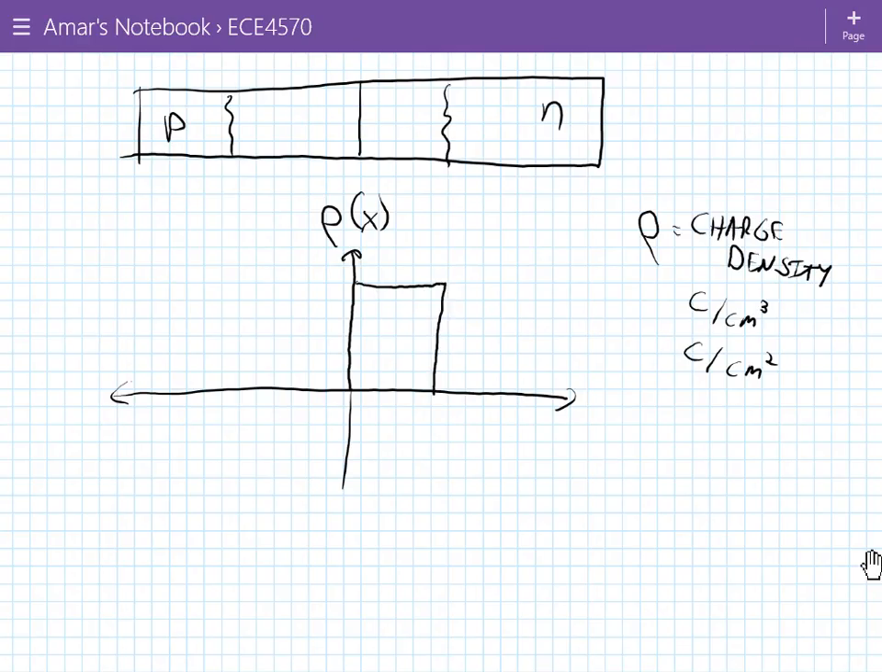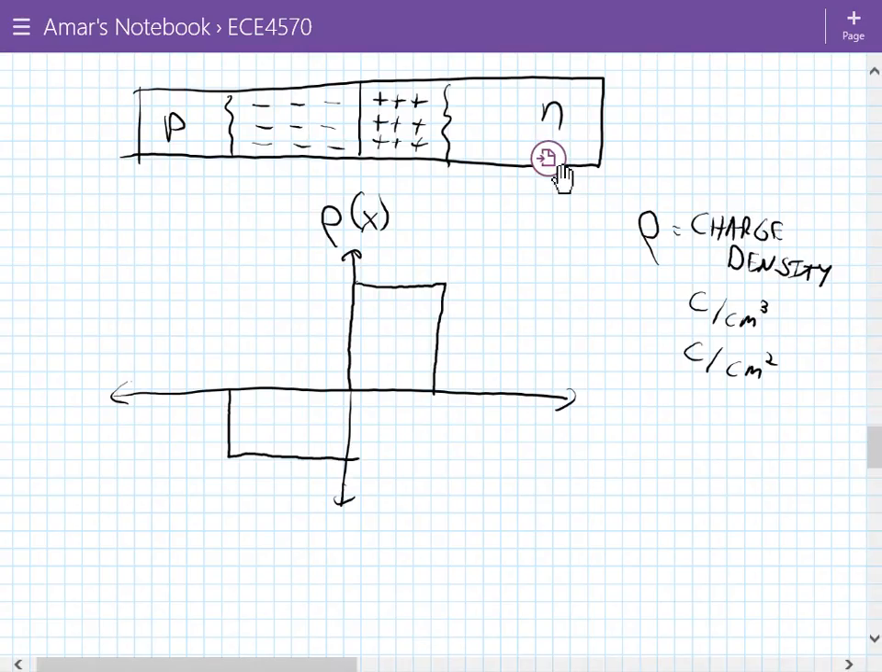The charge density would look something like this. Remember, you have positive charges on the N side, and then you have negative charges on the P side. The doping density is higher on the N side, so the positive charges are spaced closer together. The spacing is larger on the P side of the junction.